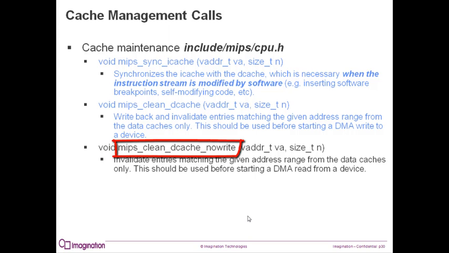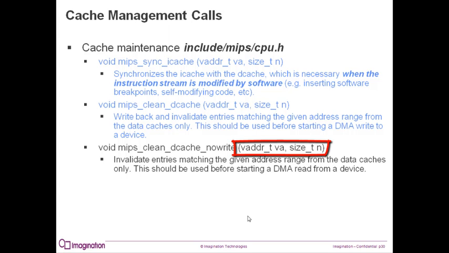The MIPS clean dcache no write is ideal for use prior to starting a DMA that reads data from a device into main memory. It will ensure the cache lines are invalid for the designated memory range. It takes two arguments, the virtual address of the data to start with and the number of words to invalidate.